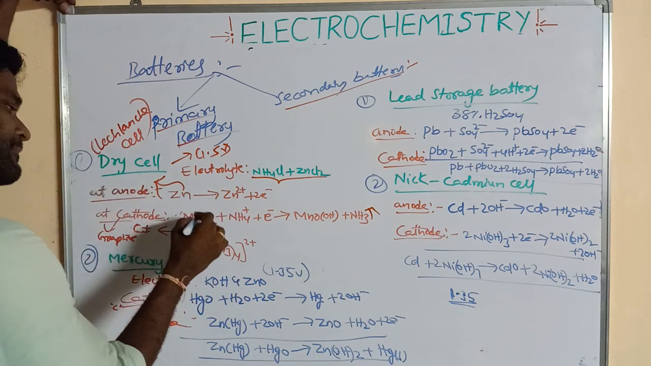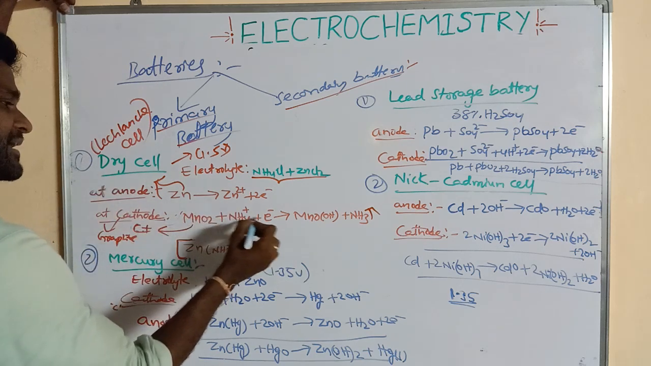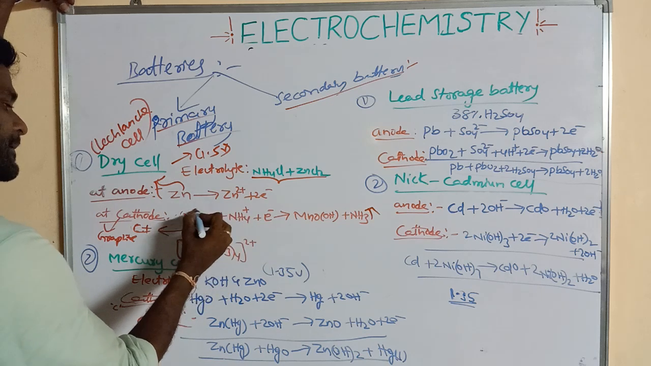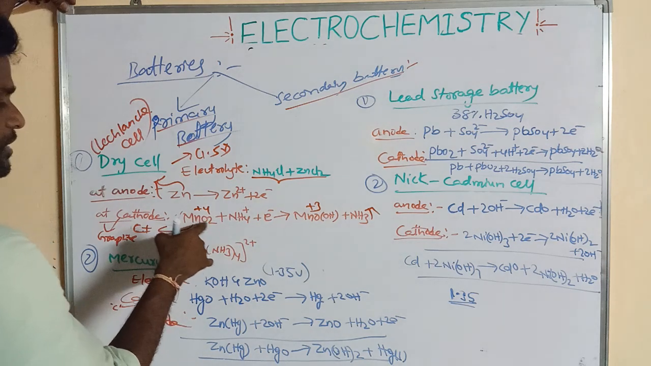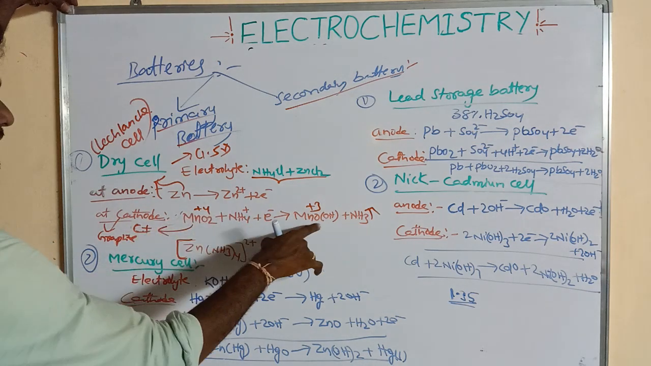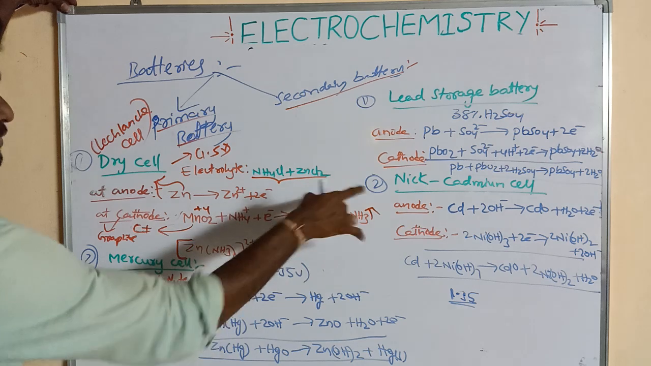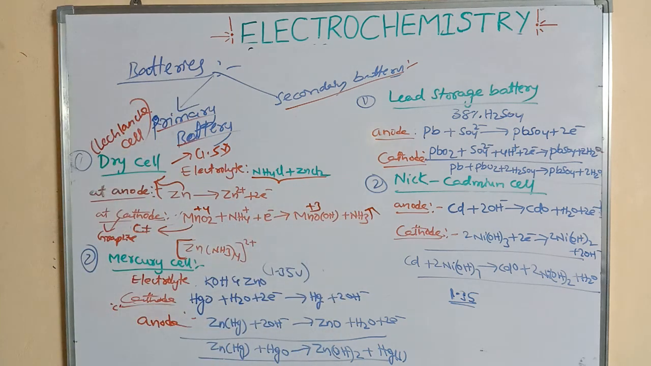Next, in MnO2 the oxidation state of manganese is reduced from +4 to +3. Right, this is the dry cell.